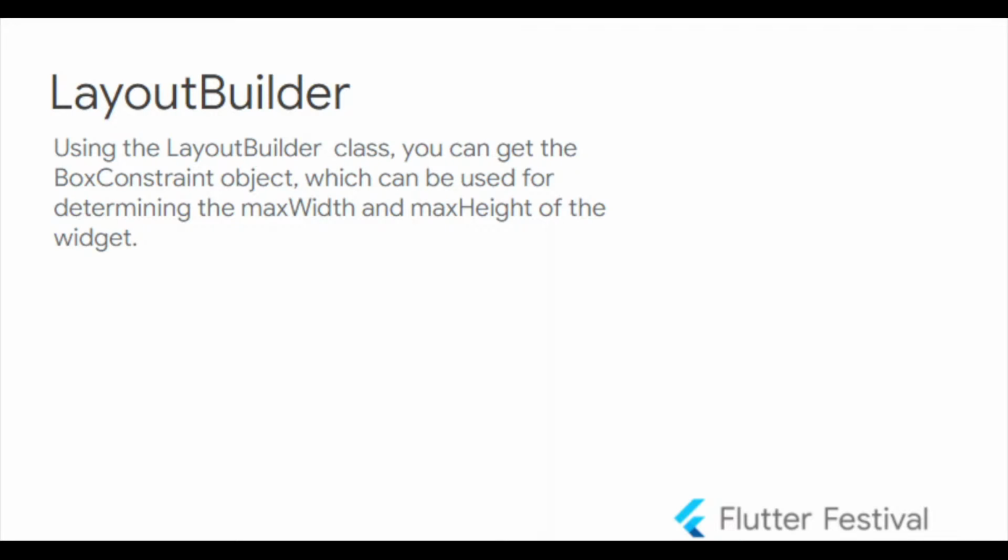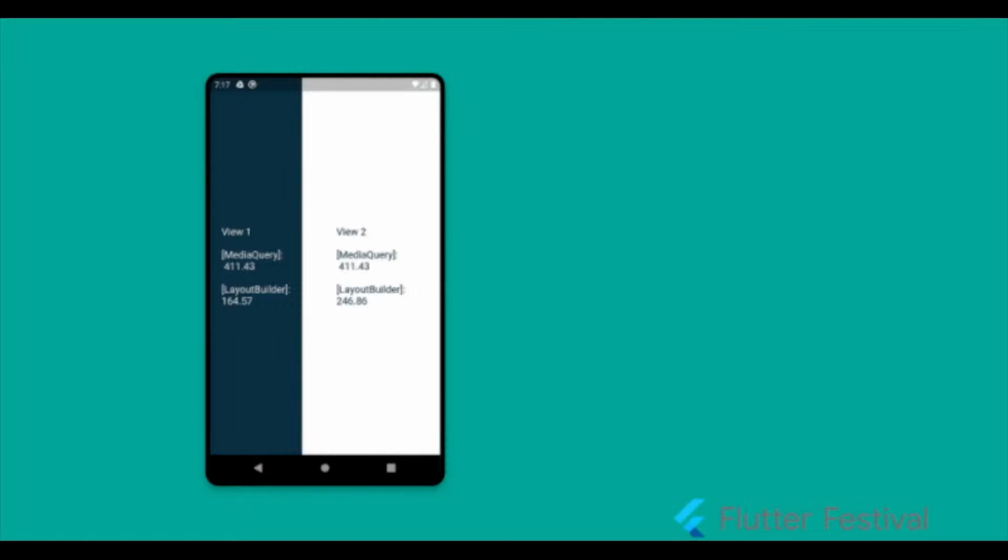It's a widget. Using the LayoutBuilder class, you can get BoxConstraints objects which can be used for determining the maximum width and maximum height of the widget. By using LayoutBuilder, we can easily customize the layout according to the screen size we are using. This is an example image which shows how the LayoutBuilder actually works. You can see a MediaQuery over there and LayoutBuilder there.